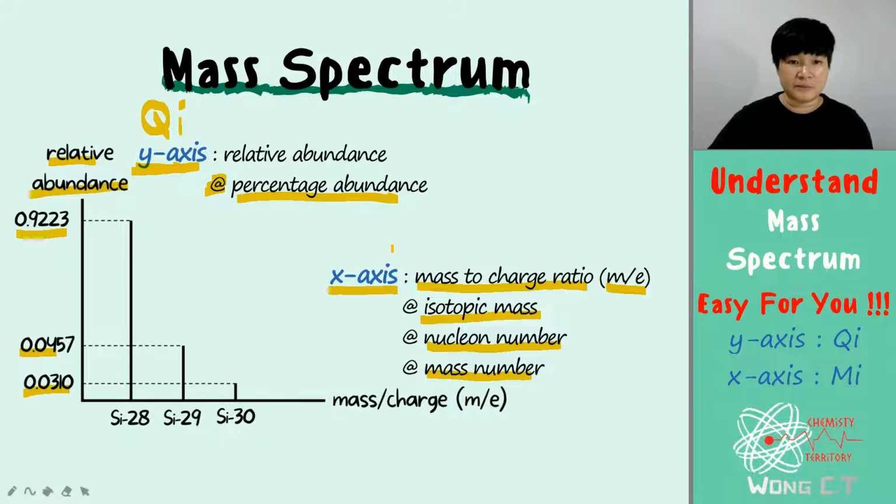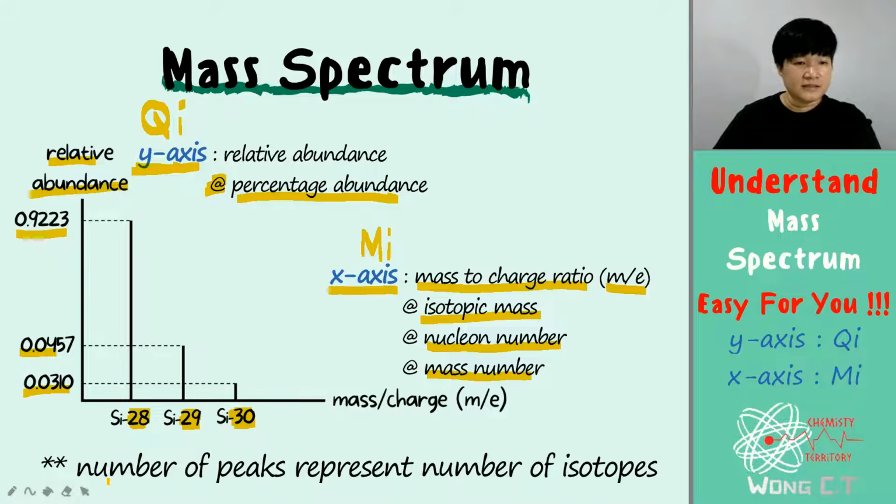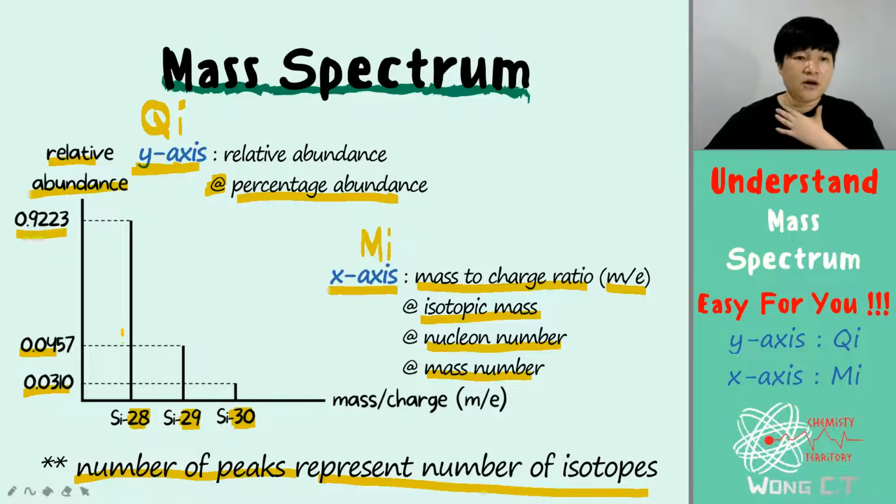And all that represents your x-axis is actually your Mi. So that is your isotopic mass of 28 for silicon-28, silicon-29, and silicon-30. Okay, so that is the mass spectrum, y-axis and x-axis. Last but not least, the number of peaks over here will represent the number of isotopes. So how many isotopes does silicon have? Silicon right now has 3 isotopes.